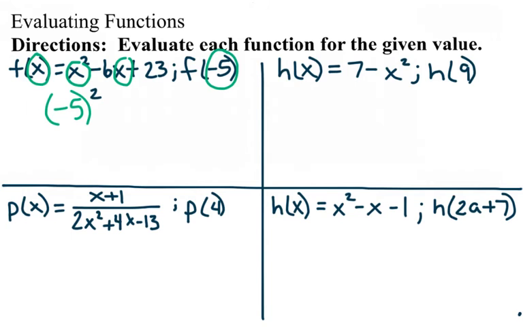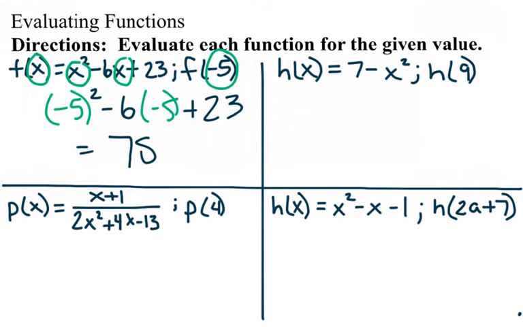So this is negative 5 squared minus 6 times negative 5 plus 23. You're just going to write that, put that in your calculator if you don't want to do mental math. You get 78.